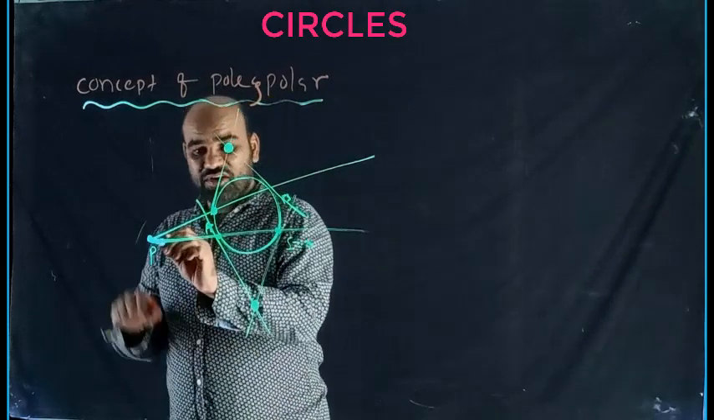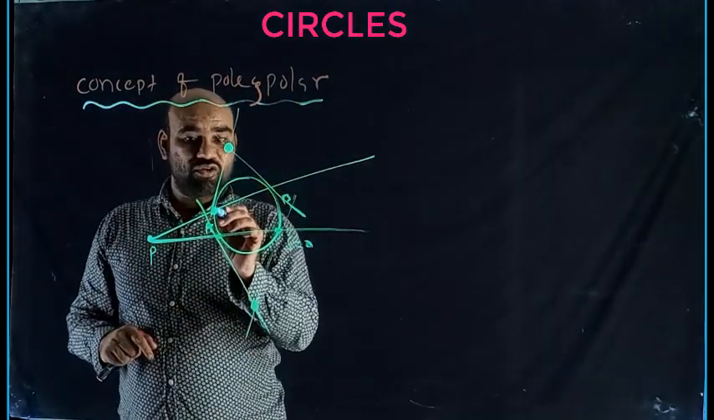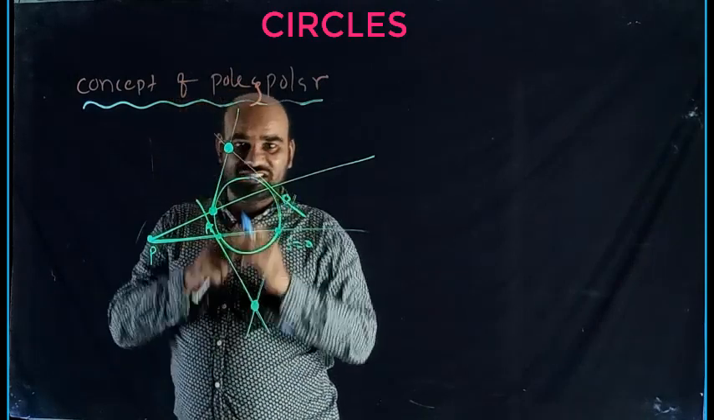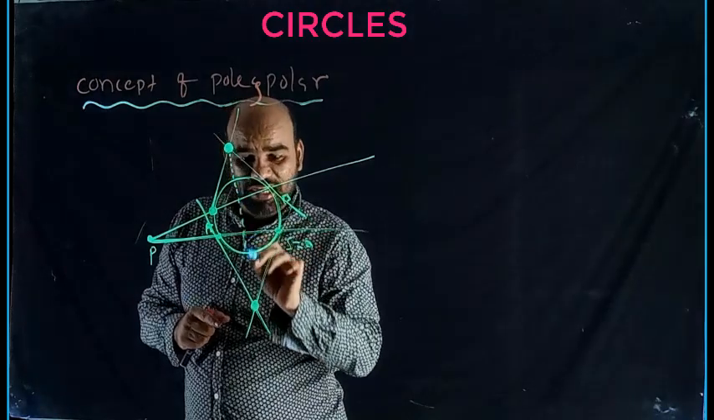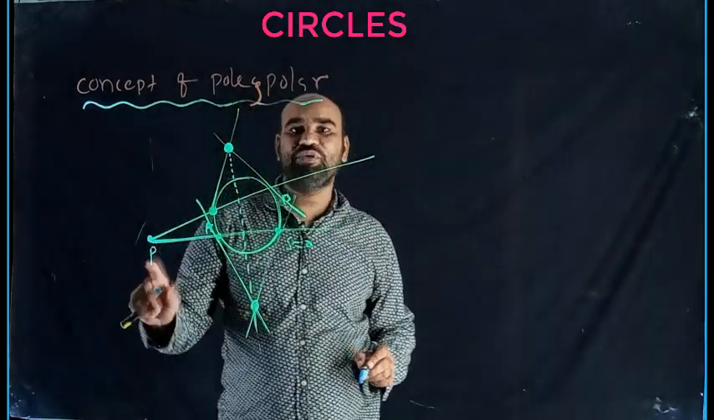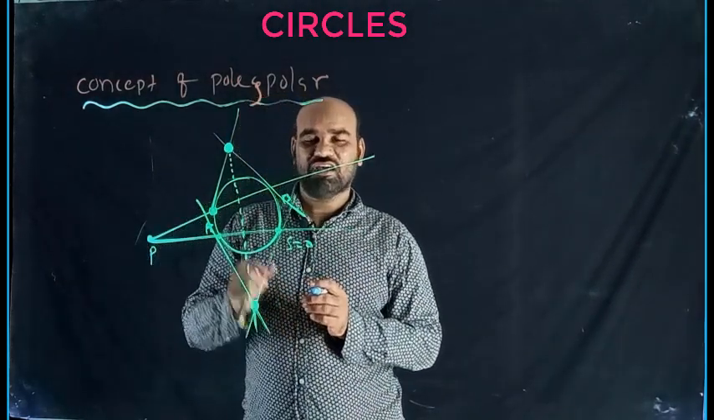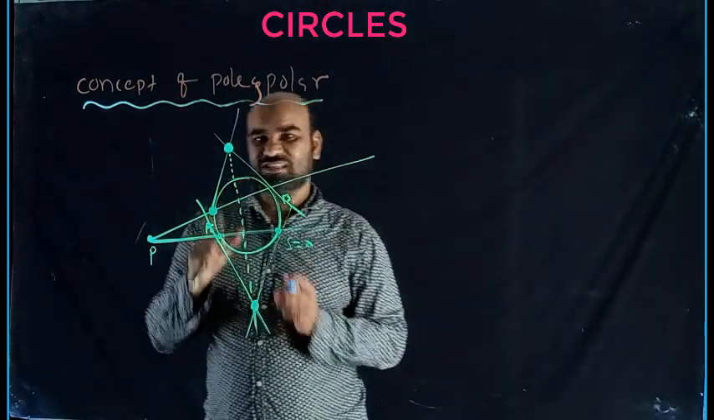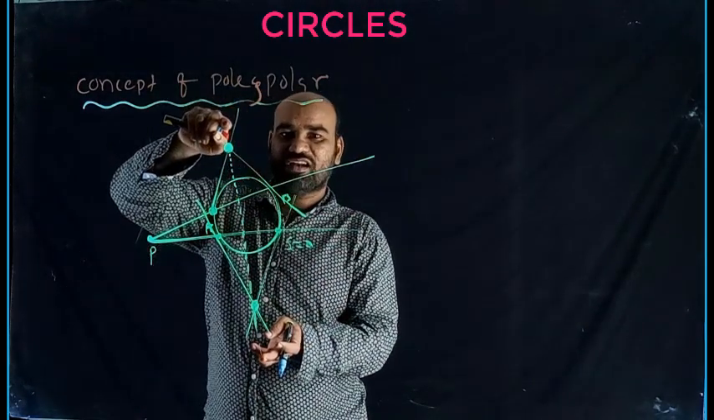Means through this point you can draw infinitely many secants. Okay. So through those 2 points you can draw tangents. They will meet. The point of intersection of those tangents is called the polar of the point P. That is the definition of polar. Now I am not saying something different, that is the explanation. This is the explanation about polar. So this line is called polar.